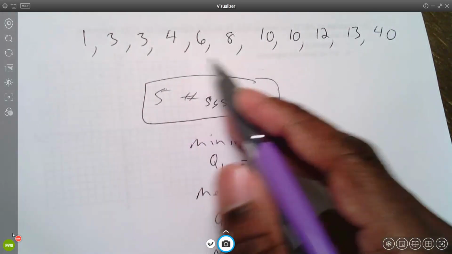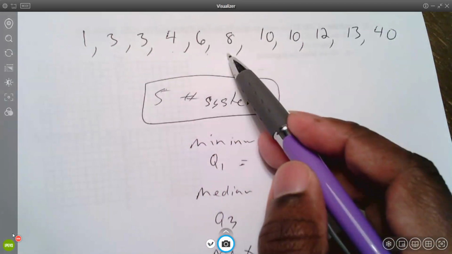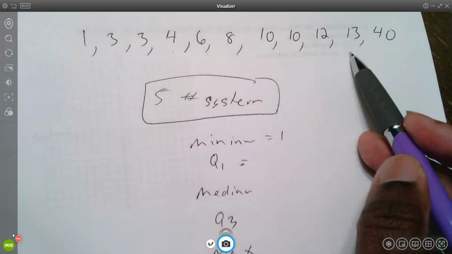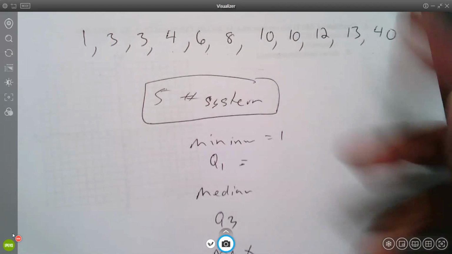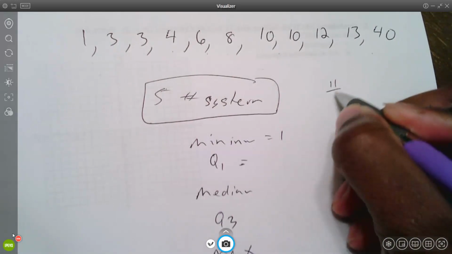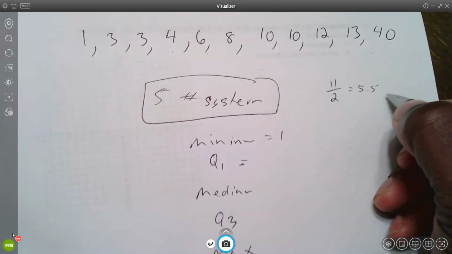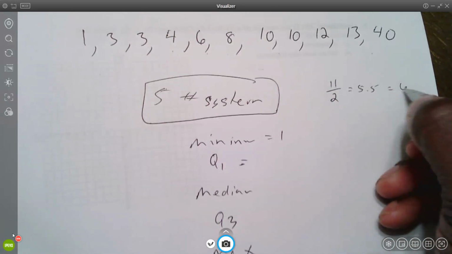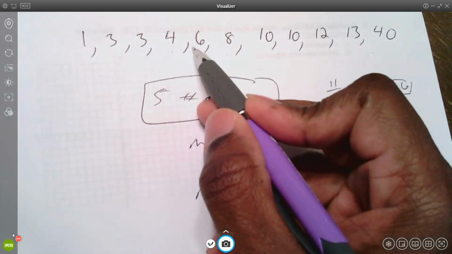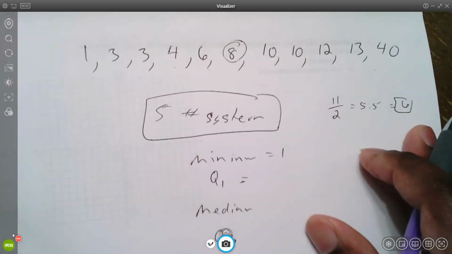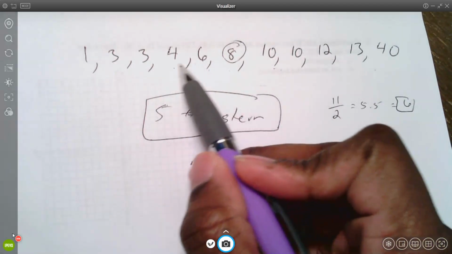Q1, to find that, you first have to find the median. So this has 1, 2, 3, 4, 5, 6, 7, 8, 9, 10, 11 numbers in there. If you've got 11 numbers, an easy way of finding the median is taking 11 divided by 2. You get 5.5, and you round it up to 6. So the 6th number is the middle number. I know that's my median. If you check it, I've got 5 numbers on this side, 5 numbers to the left.